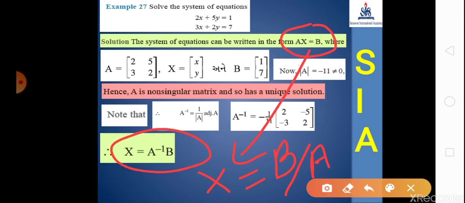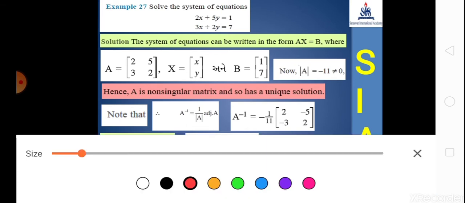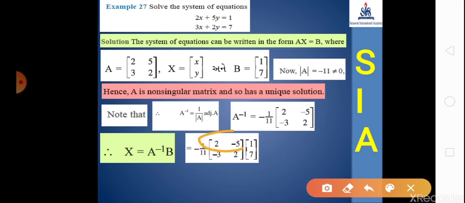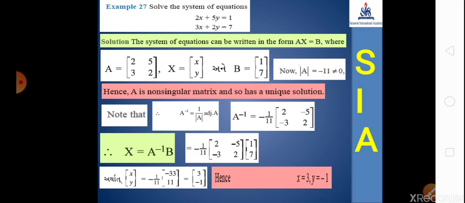Means the A inverse form, and the A inverse formula is already known to you: 1 upon determinant A times adjoint A. Put in the values, and after that apply matrix multiplication. Yes students, matrix multiplication of the first row and first column you did easily, and divided by minus 11 you get 3 comma minus 1.